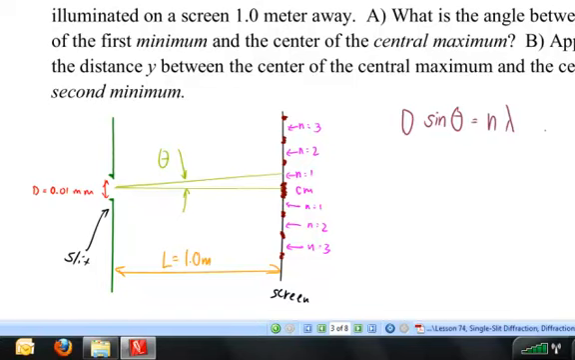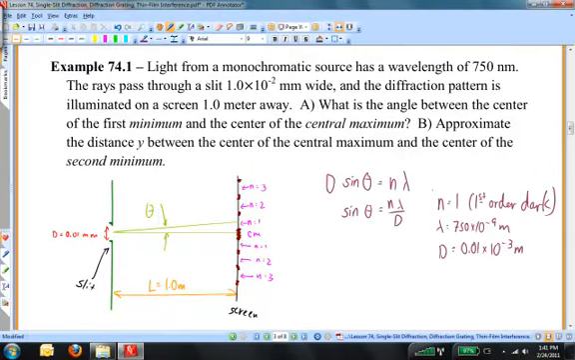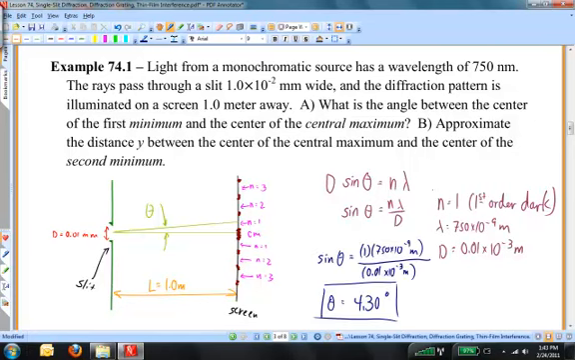I'm looking for the angle theta, and I start with the single-slit diffraction formula. I'm going to solve that equation for theta. Now I'll substitute the numbers and figure out what theta is. I find that the angle is 4.30 degrees.